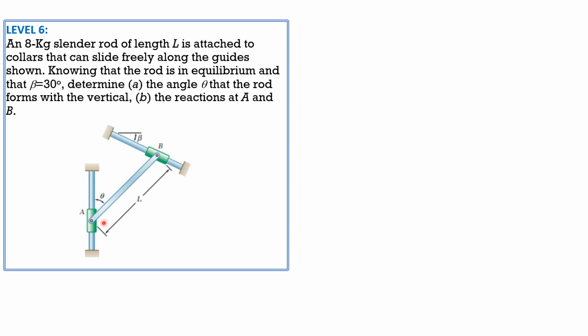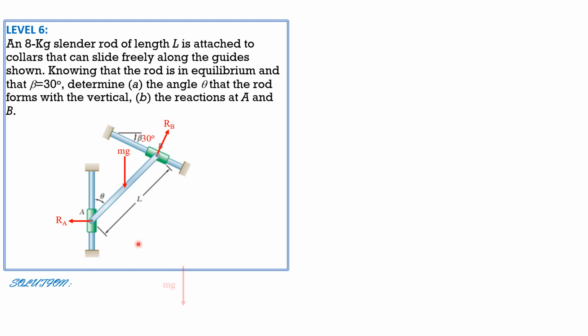Look at the figure. Since the guides are free to slide, we have to apply the weight, which is M times G. M is 8 kilograms, G is 9.81, at the center. Then our reaction at A is horizontal to the left. This beta is 30 degrees. Then the reaction at B is perpendicular to the axis of this guide, which is 30 degrees to the horizontal also, and it is perpendicular. So 30 degrees from the vertical.